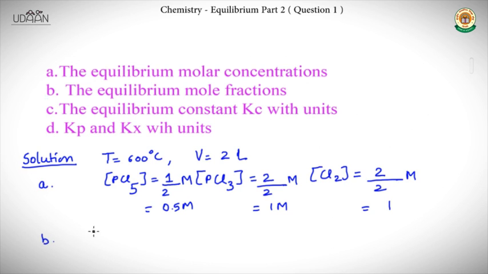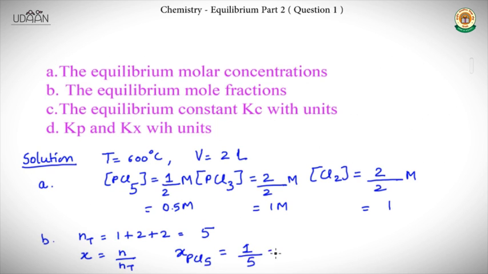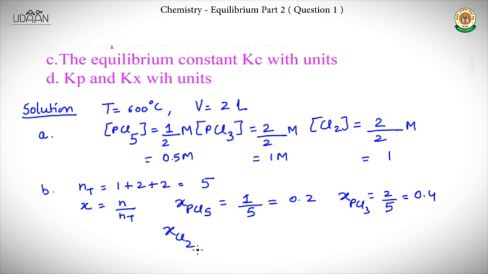The equilibrium mole fractions. The total number of moles at equilibrium are 1 plus 2 plus 2, which is 5. We know that mole fraction is number of moles upon total number of moles. So, for PCl5, the mole fraction will be 1 upon 5, which is 0.2. For PCl3, the mole fraction will be 2 upon 5, which is 0.4. Similarly, for Cl2, the mole fraction will be 0.4.